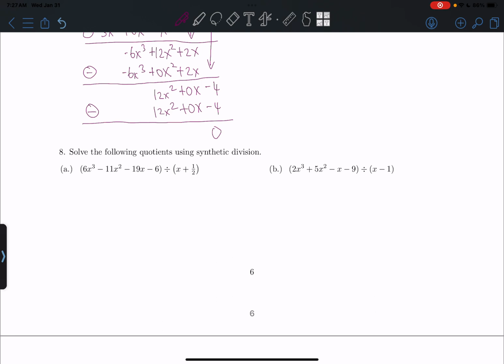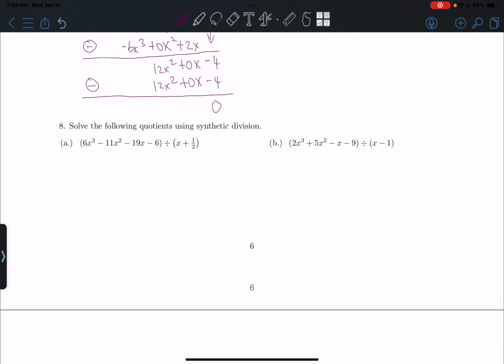The last problem type is synthetic division. This one's actually quicker. So the setup here is you just write the coefficients of the dividend, and then in this box you put whatever makes this equal to 0. So negative 1/2.